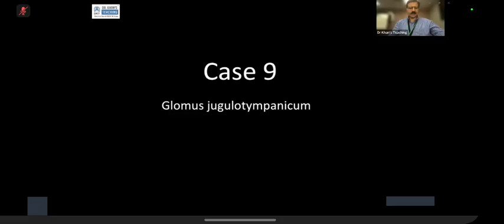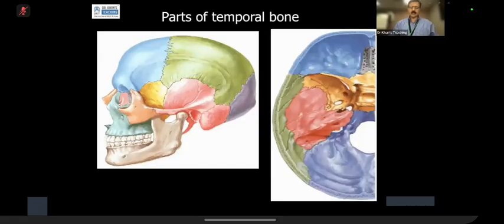Glomus jugulotympanicum. Just a bit of anatomy. Now, this is the base of the skull and the temporal bone. Here is the temporal bone. This is the occipital bone.